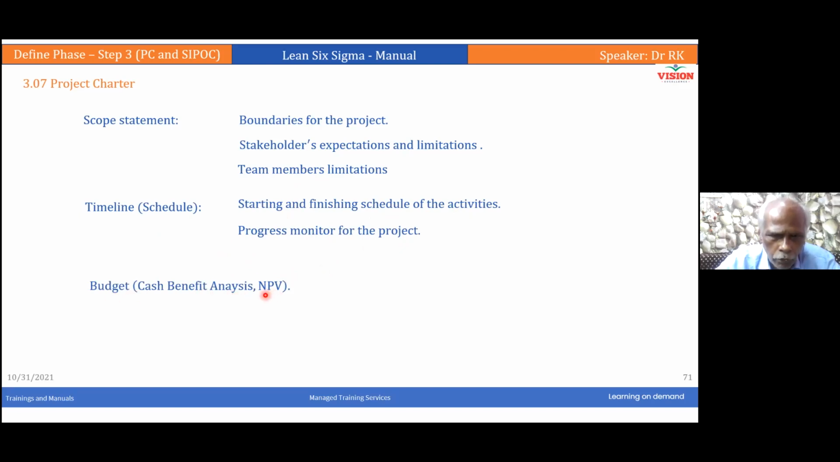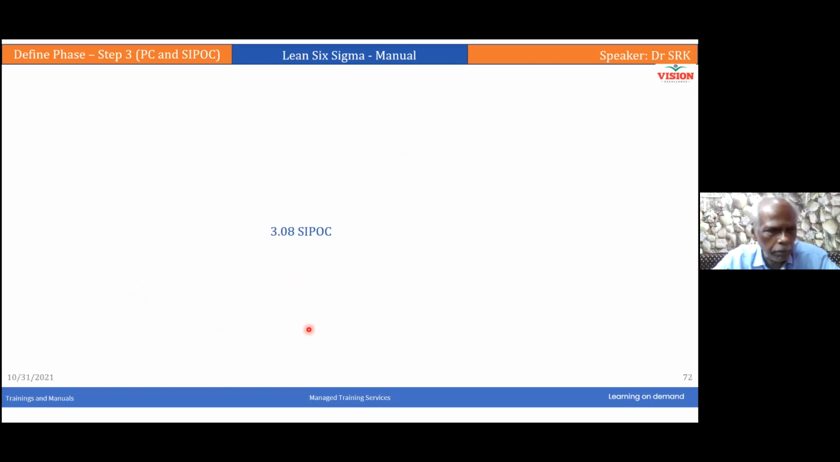And budget, cost-benefit analysis. All these things we taught you. You know why? To give the justification monetarily, so that project management will always be interested in this. The risk involved, you know why it is required? To protect yourself, right? And SIPOC, we will see it probably in the afternoon time.